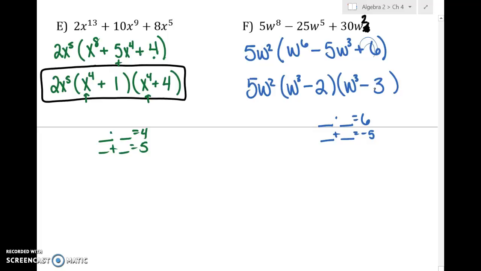Now, I see w cubed minus, which means it might be the difference of two cubes. But are 2 or 3 perfect cubes? No, so there's no more to do. You are done.